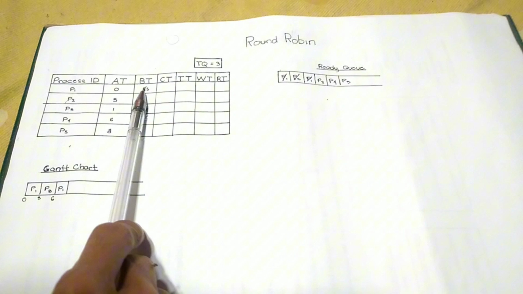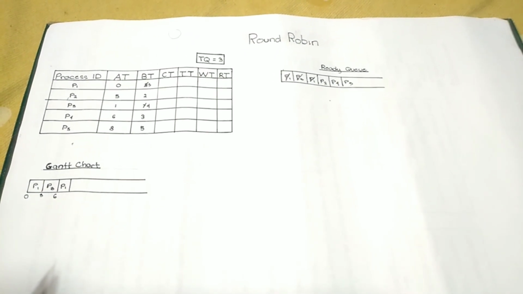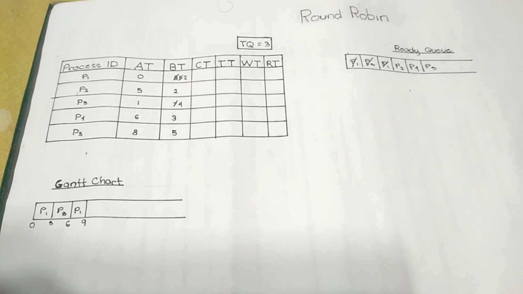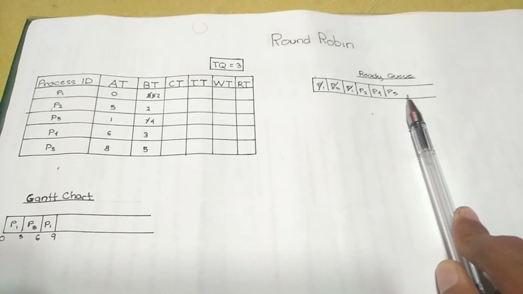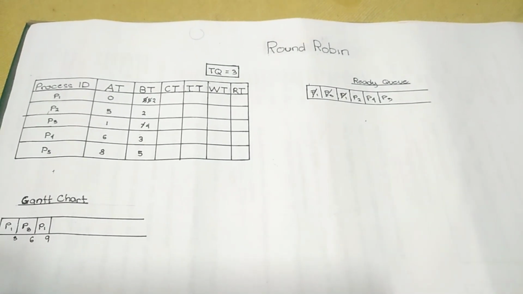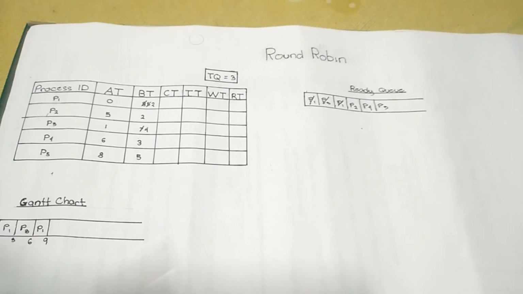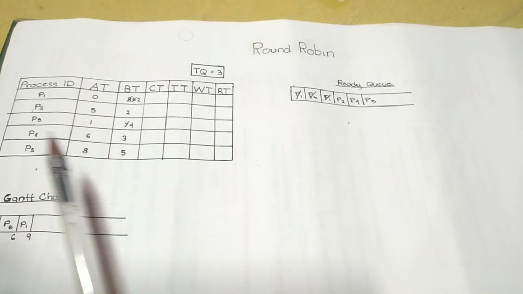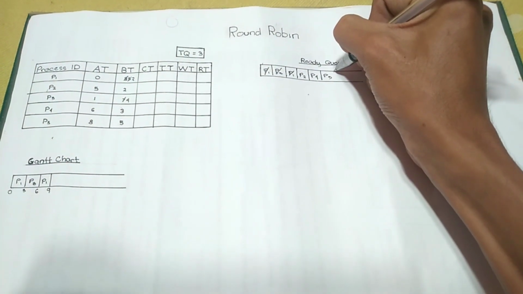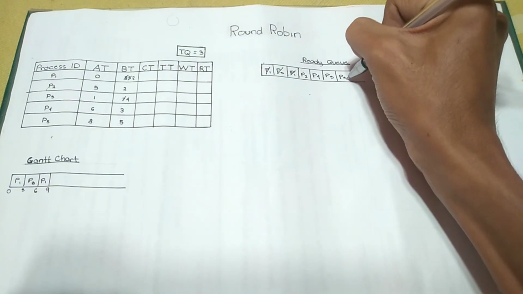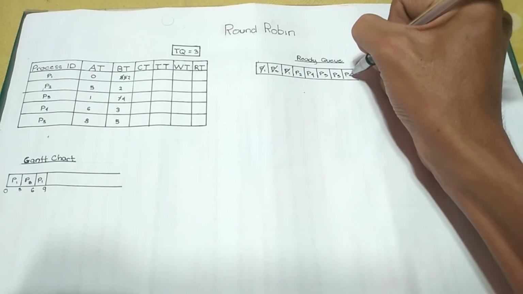P1 needs 5 units of time, but we can allocate the CPU for only 3 units of time. So 6 plus 3 is 9, and 5 minus 3 is 2. Now at 9, P1 will be put in the ready queue, but before putting P1, we will check if any process has arrived while P1 is running. So at time 8, P5 came, so P5 goes in the ready queue first, then P1.